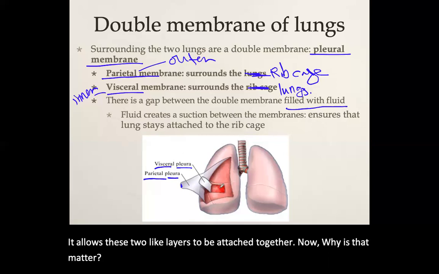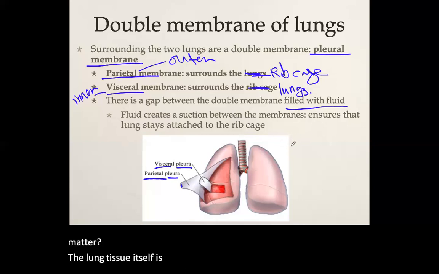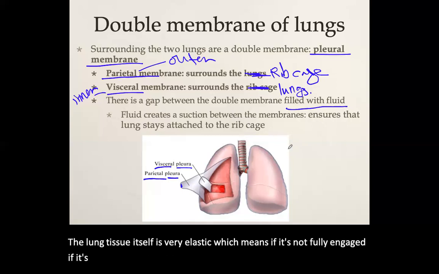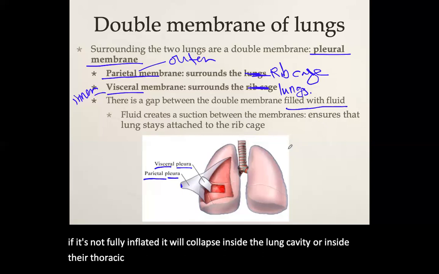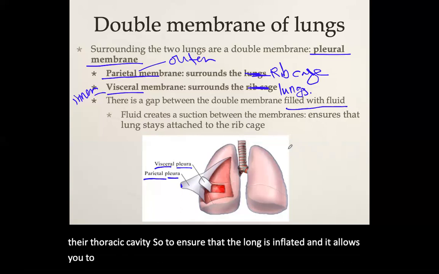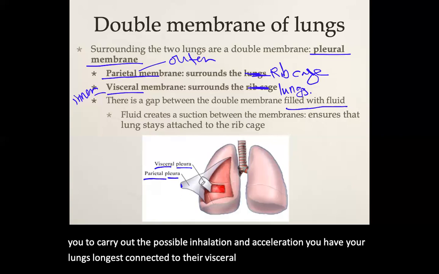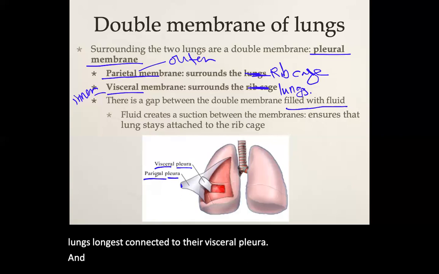The lung tissue itself is very elastic, which means if it's not fully engaged, if it's not fully inflated, it will collapse inside the lung cavity or inside the thoracic cavity. So to ensure that the lung is inflated and it allows you to carry out the process of inhalation and exhalation, you have your lungs. The lung is connected to the visceral pleura, and visceral is connected to the parietal pleura. Parietal, however, is attached to what? To your rib cage. So think about it.